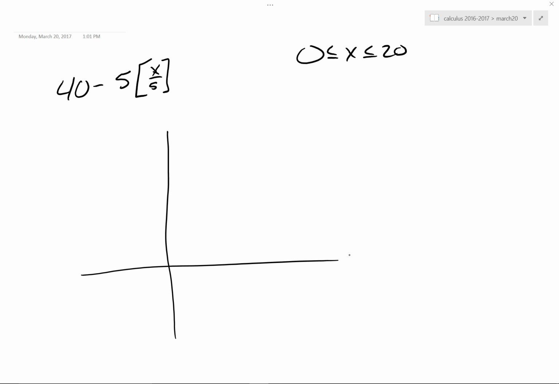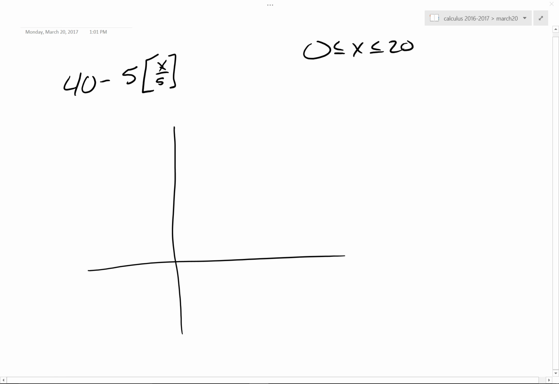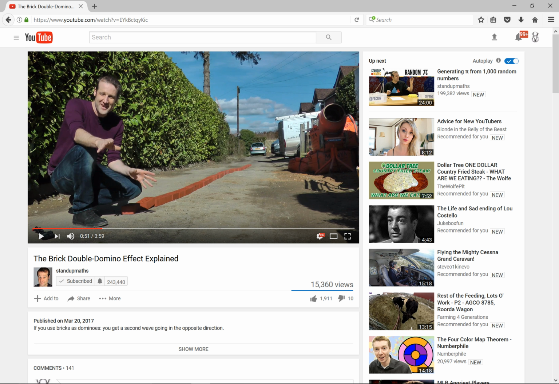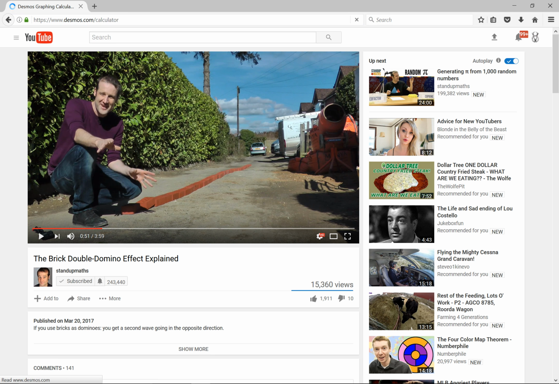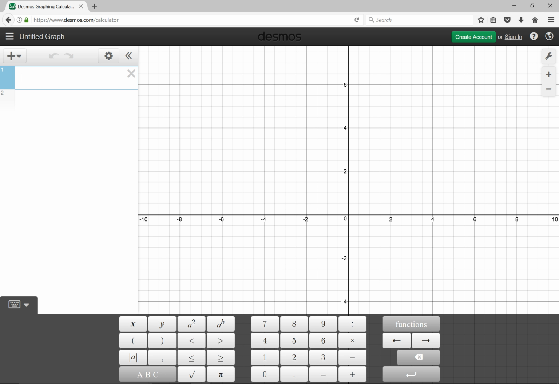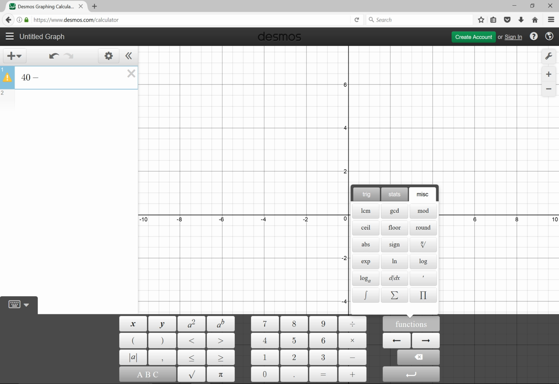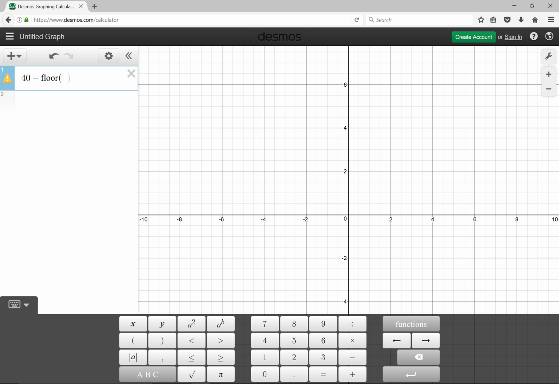I don't know. So let's go to Desmos and find out, shall we? So on thegreatdesmos.com... Hi, Matt. Go away, Matt. There we go. So it's 40 minus... Wait for it. The greatest integer less than or equal to, boom, the floor function of, is it x over 5 I said? No, not x minus 5.